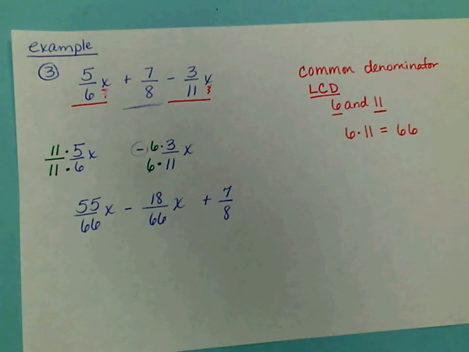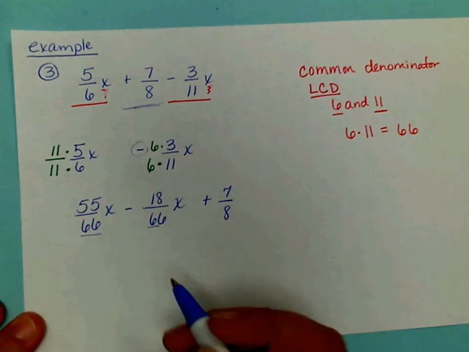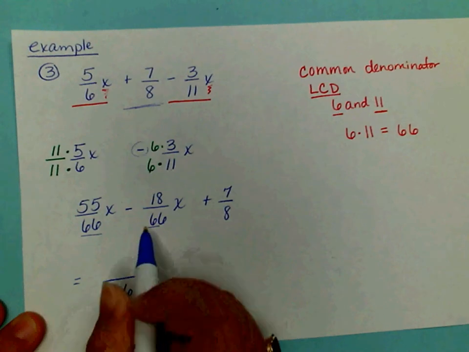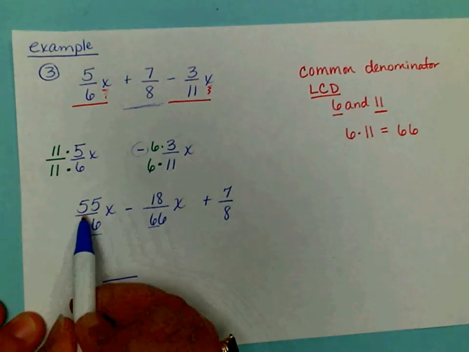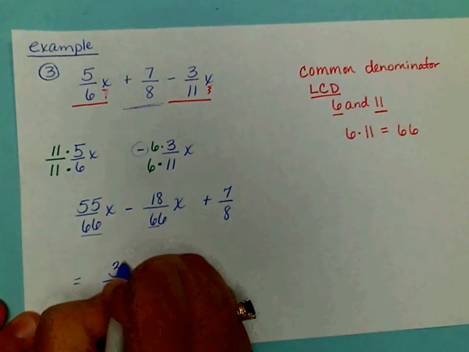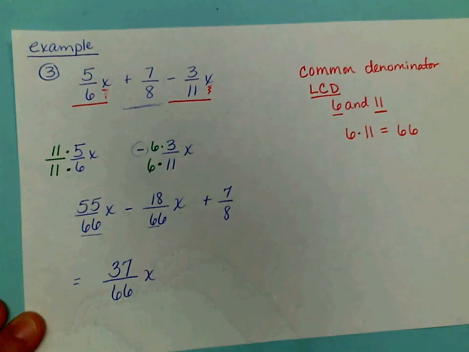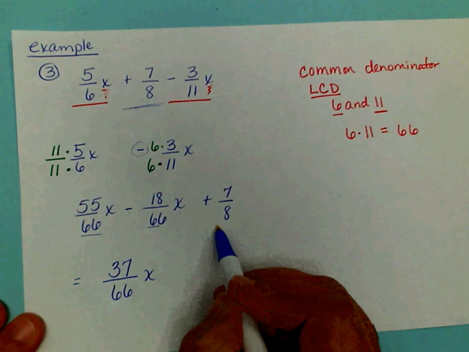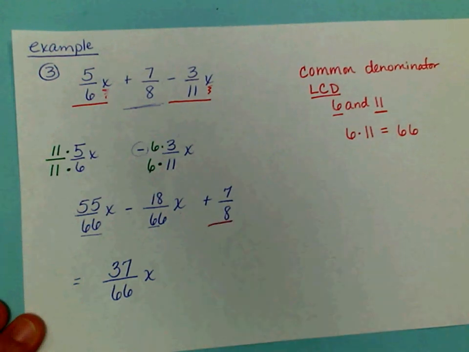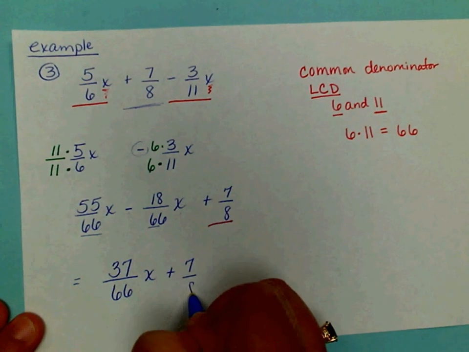So now that these two fractions have a common denominator, remember your rule. It says that keep that common denominator and add or subtract the numerators. So we now have 55 minus 18, which will leave us with a 37. And they both have that variable of x in common, so let's keep our variable x as well. The last term that's sitting up there is that plus 7/8. Since it's the last term, there's nothing to add or subtract from it, so let's bring down our plus 7/8. And now we have our answer.